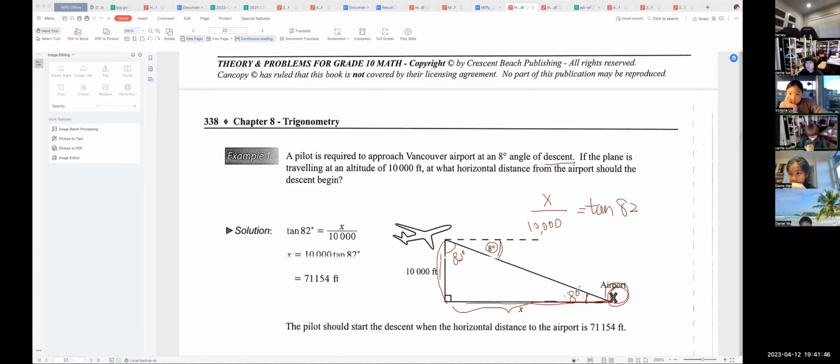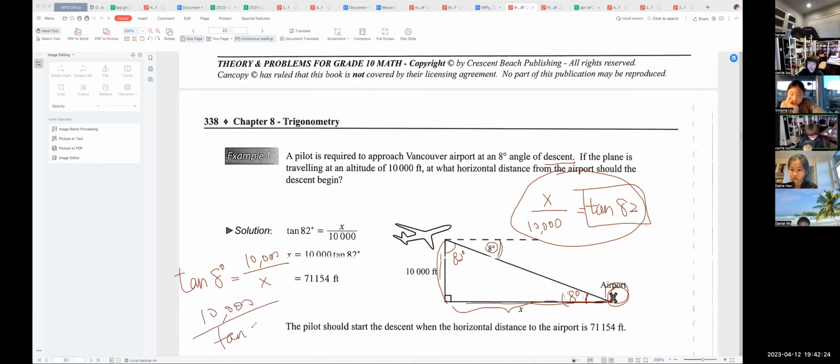Some kids ask, teacher, why can't we use 8 degrees? Of course you can use 8 degrees. If you use 8 degrees, it's tangent 8 equals 10,000 divided by x. Correct? Oh, that's the same thing. So why do I use this one? Because tangent 82 is a number we can find with a calculator, right? It's 7 something something. So it's easier. You just press it out, then directly 10,000 times this one, so you can get the answer immediately. But if you use the other, you have to divide 10,000 by tangent 8, which is not as simple, right? Get it, everybody?